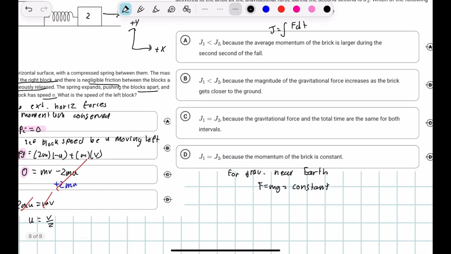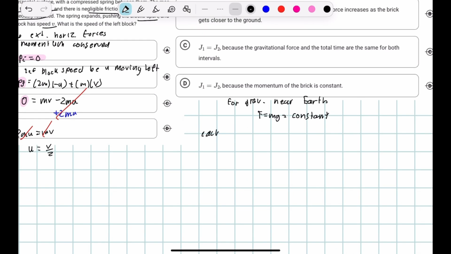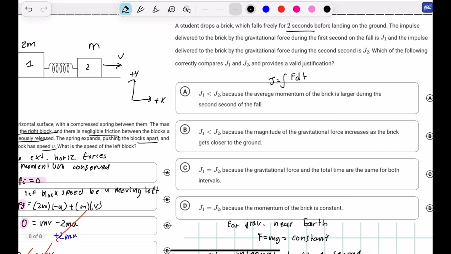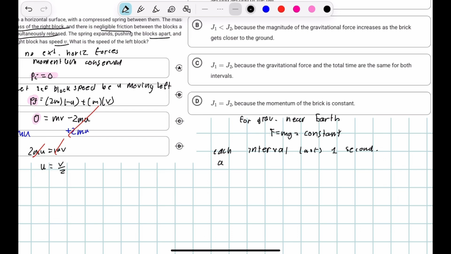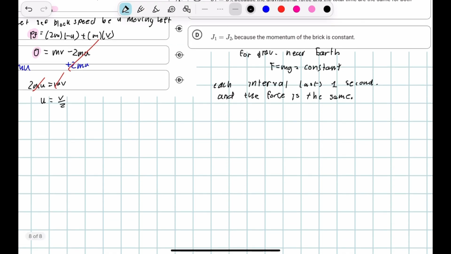Each interval, we can split that 2 second interval into 2, right? So each interval lasts 1 second, and the first impulse will be J1, and the second J2. And that means the force is the same. So because we know that, we can write that J initial is equal to mg times 1.